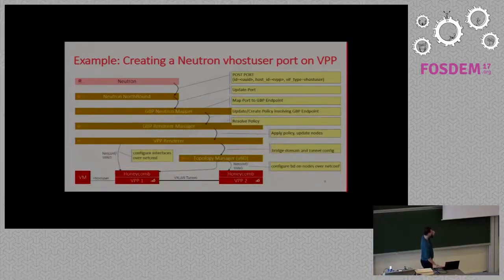The topology manager component is not a part of GBP. It's a standalone plugin, and it helps you create a full mesh topology based on where you create bridge domains. So if you have bridge domains with the same ID on different nodes, then the VBD project will create and configure VXLAN tunnels between them in a full mesh. So you don't really need it, it kind of helps you. And the VPP renderer configures interfaces on VPP itself. So this is how it's currently done.